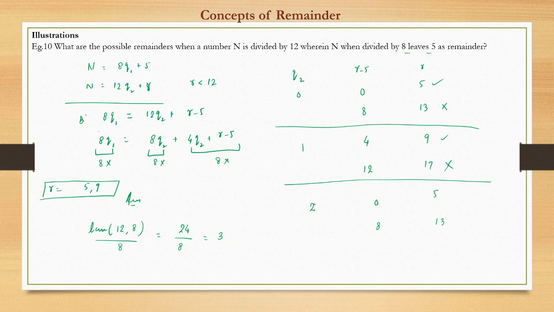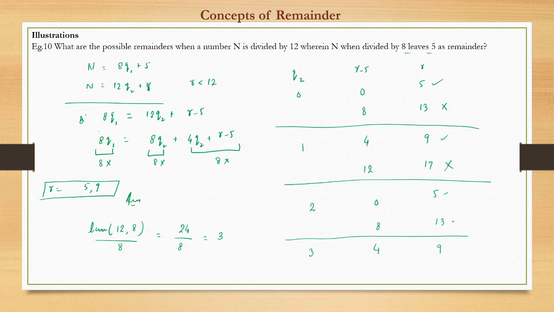Let us check with 2. Okay, so we'll try with 3 also. If q2 is equal to 3, this term is 12, so this has to be 4. R minus 5 has to be 4, so that it becomes 16, a multiple of 8. So here r is equal to 9. This we have already taken, I think, no?